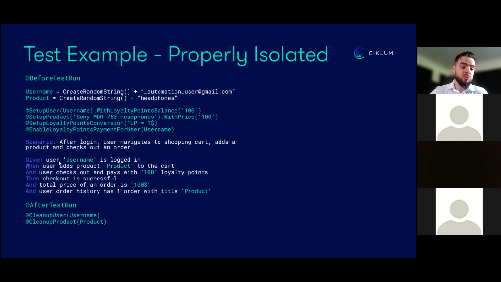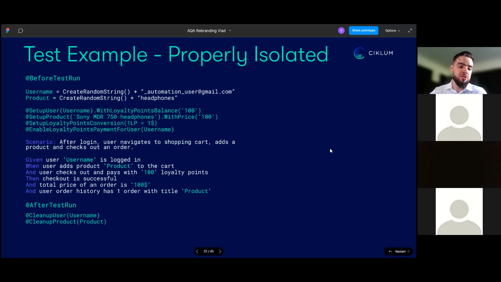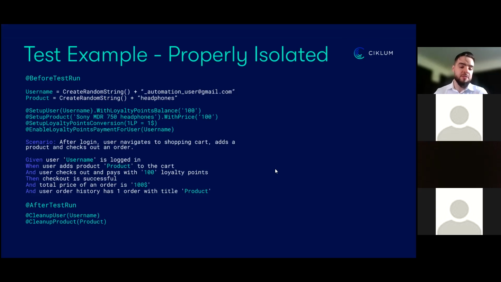The actual test would look pretty much the same, but the data which we use will be isolated. This way, it will never fail due to issues we discussed previously. And also, after the test run, we should clean up our user and our products to bring back our database to the known state and not leave any other trash which may interfere with other tests. This is an example of test isolation on a very simple scenario.